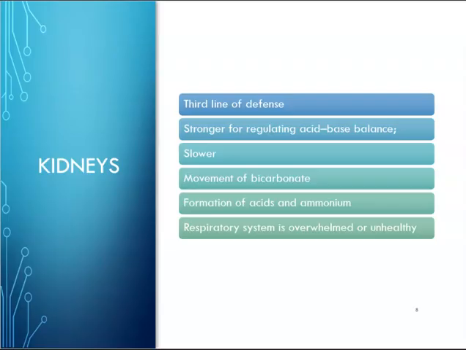With the kidneys, they can compensate when the respiratory system is overwhelmed or unhealthy. Think about your patients with COPD. They have an unhealthy respiratory system. Your patients with COVID. So there's a lot of different things that can affect this. The kidneys can compensate for respiratory or metabolic, so they can do both, whereas your respiratory system only compensates for metabolic.